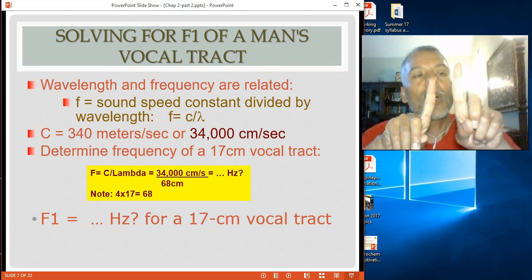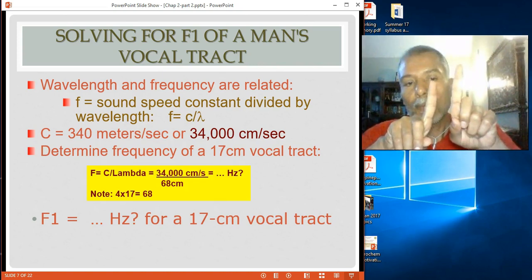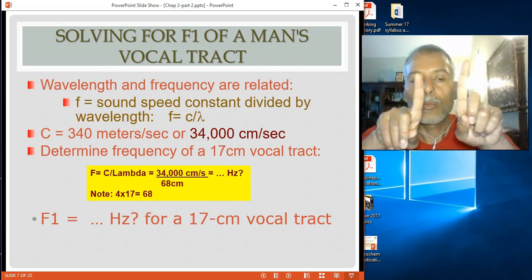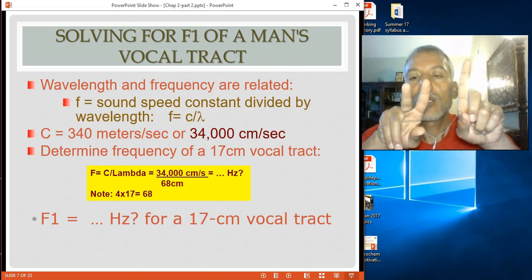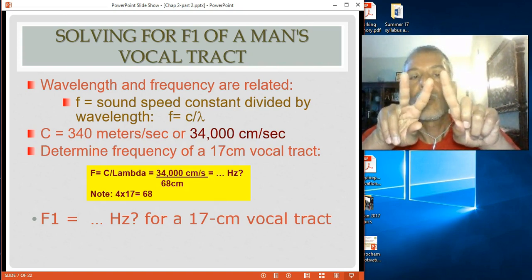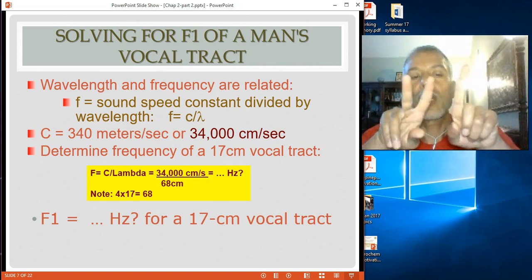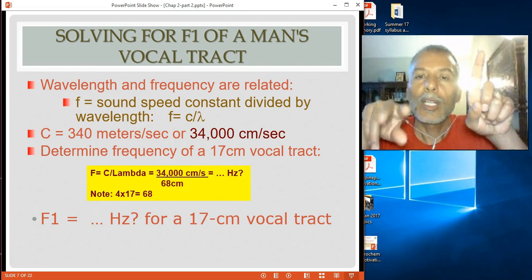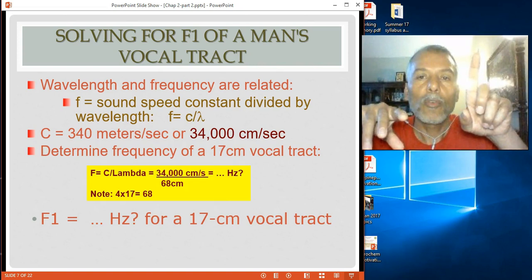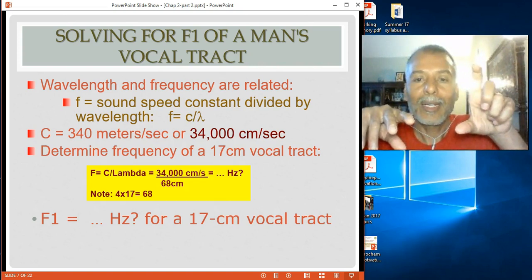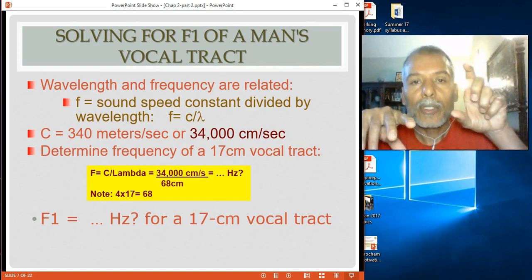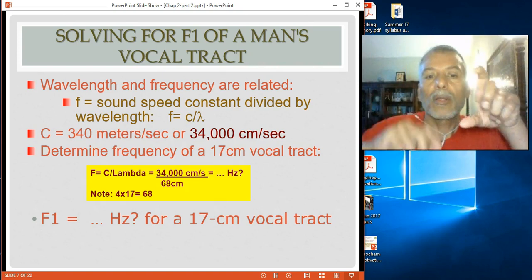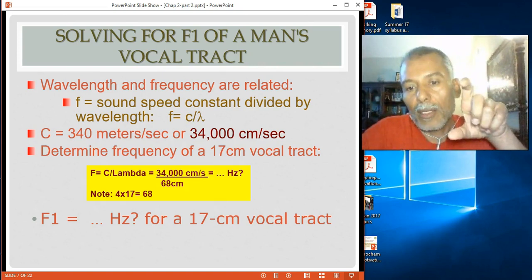So the first one is 500. The second one is going to be 1000, so 2 times 500 is 1000. The third one is going to be 3 times 500, which is 1500. The fourth one is going to be 2500. And you keep going, similar to what we did before, but the bass here is the first harmonic. That is the bass. That is the first time the air resonates, and that determines everything else.